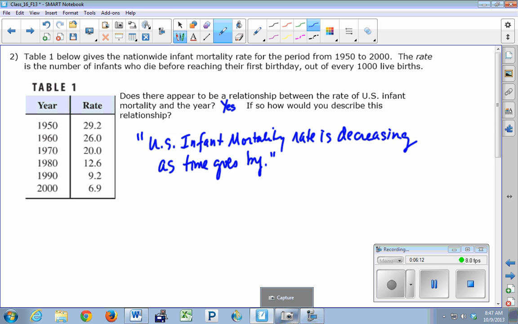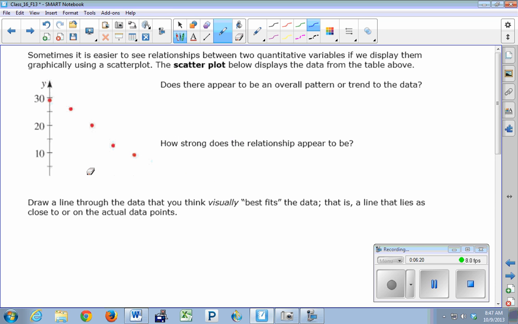It's often very useful for us, you know, a picture is worth 1,000 words, right? So to get a picture of the data, you can then graph these two quantitative variables. And when you graph real data like this, we call this type of graph a scatter plot. That's the name that we give to it.